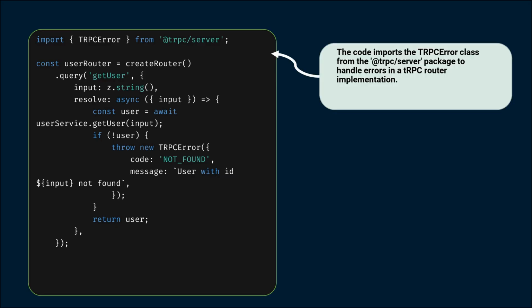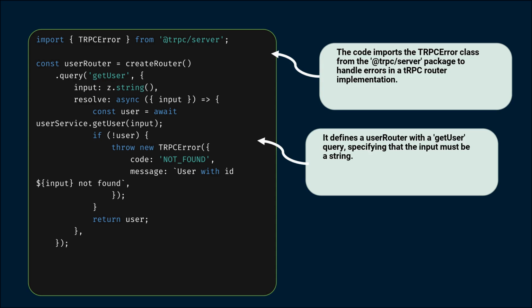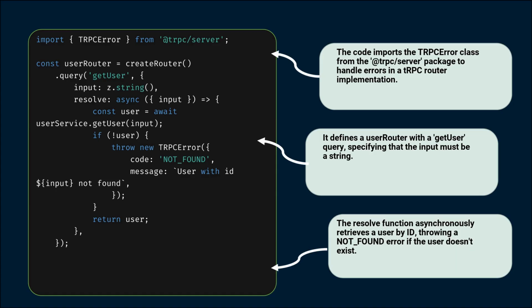procedures. The first step involves importing the TRPCError class, which enables us to create custom error messages for our application. In this example, we define a user router that processes a query for fetching a user by their ID. The procedure specifies the expected input type as a string, ensuring that we adhere to proper type safety. When resolving the query, we attempt to retrieve the user through our user service. If the user is not found, instead of returning a generic error, we throw a TRPCError with a specific code and a meaningful message that indicates exactly what went wrong, namely, the absence of a user with the given ID. This approach not only centralizes our error handling, but also enhances the user experience by providing clear feedback.